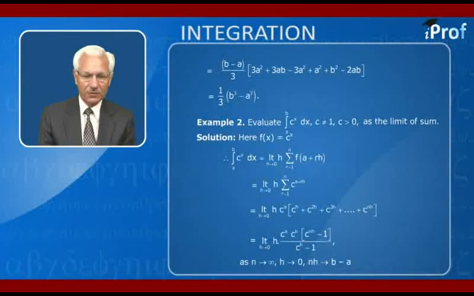That's equal to limit h tends to 0, h times summation r going from 1 to n of c raised to power (a plus rh). If we expand it, we get limit h tends to 0, h times c raised to power a into (c raised to power h plus c raised to the power 2h plus c raised to the power 3h plus so on, c raised to the power nh). Clearly, it's a geometric progression with first term c raised to the power h and common ratio also c raised to the power h.